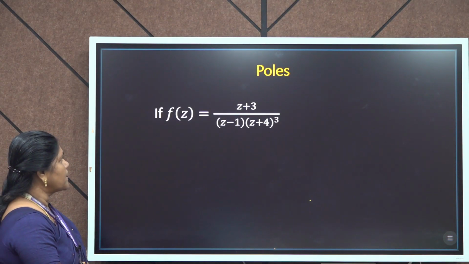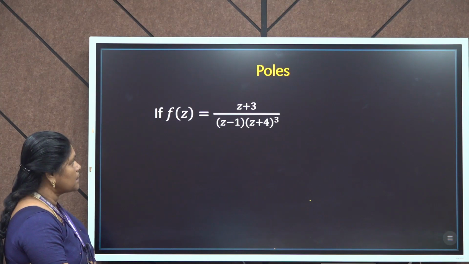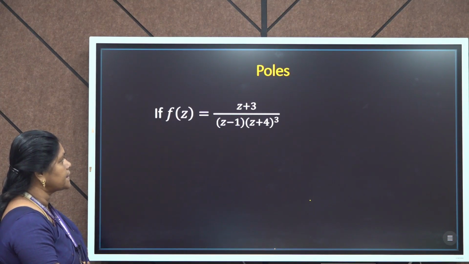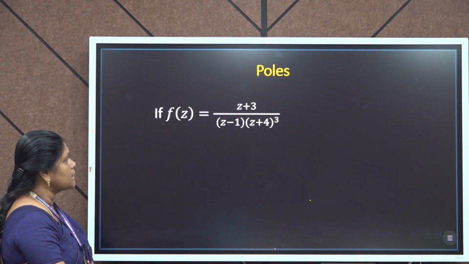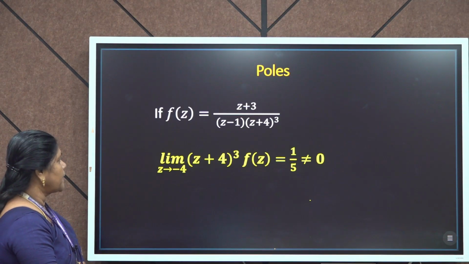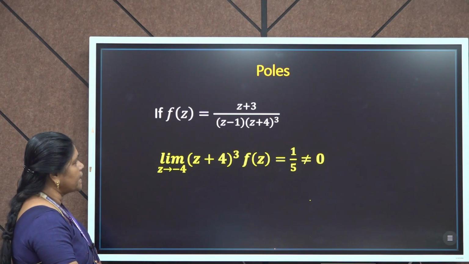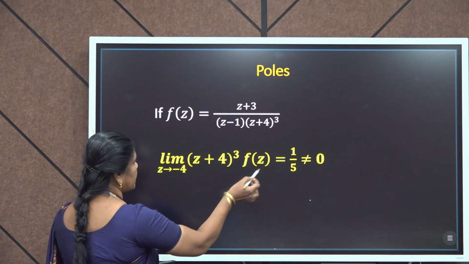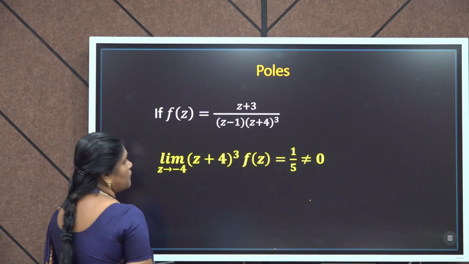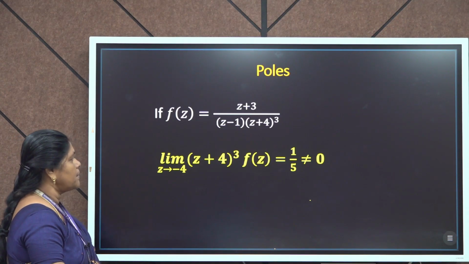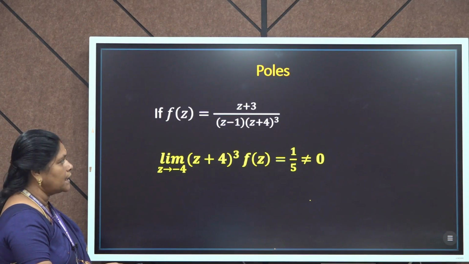Now, consider the function f of z is equal to (z plus 3) divided by (z minus 1) into (z plus 4) whole power 3, the same function. Here z is equal to minus 4 is the pole. Here find the limit as z tends to minus 4 of (z plus 4) whole power 3 into f of z, which is equal to 1 by 5, a non-zero value. Therefore, z is equal to minus 4 is a pole of order 3.